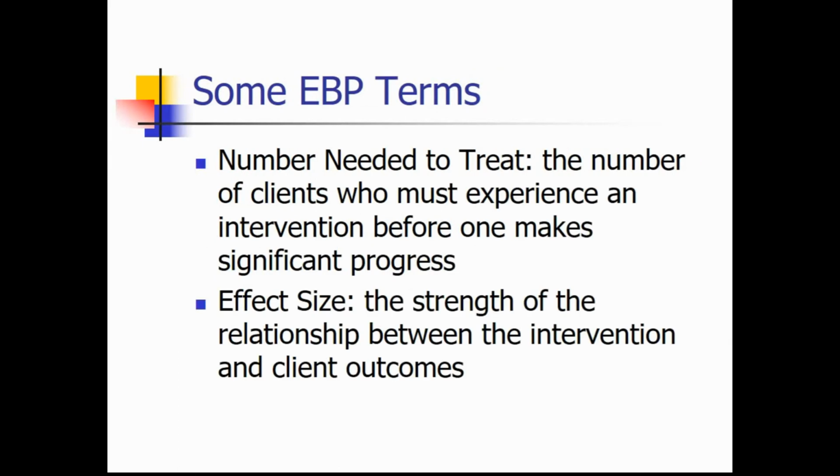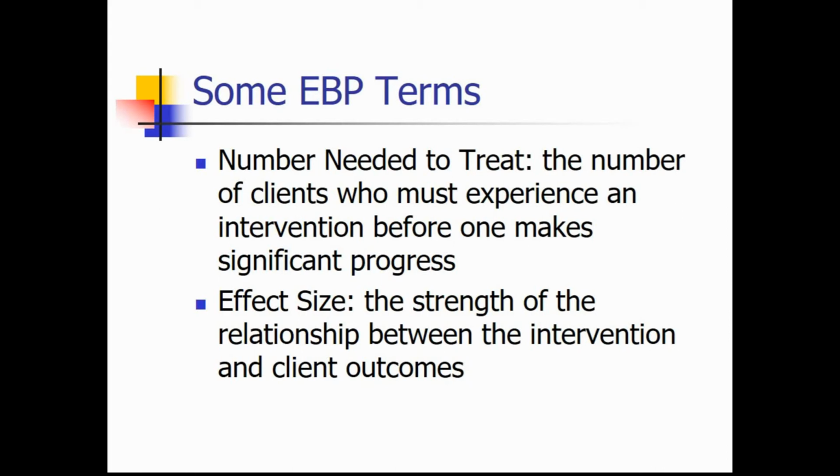A few evidence-based practice terms you might hear. One is number needed to treat. Sometimes this is abbreviated NNT. This is the number of clients who must experience an intervention before one makes significant progress. So the lower the better with the number needed to treat.